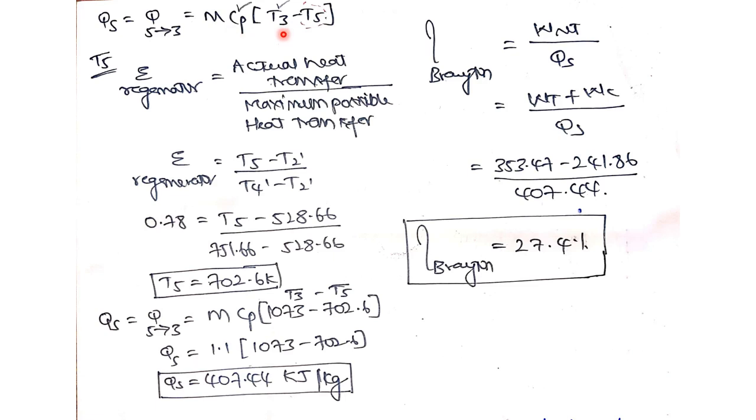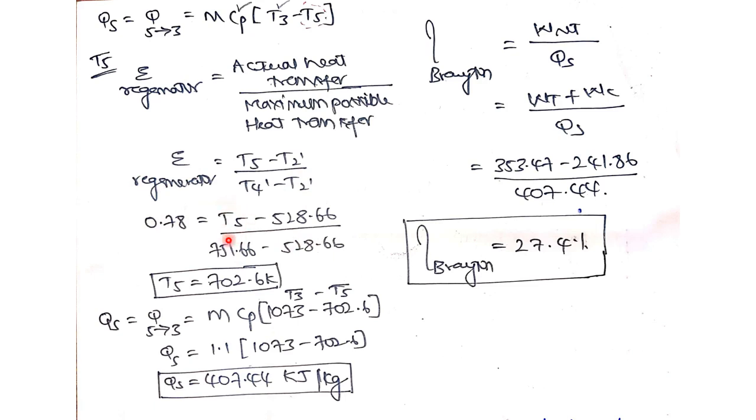If you refer to my previous notes, you'll get this expression for the effectiveness of a regenerator. Effectiveness of a regenerator is given by actual heat transfer divided by maximum possible heat transfer. So it is given by this particular expression, T5 minus T2 dash divided by T4 dash minus T2 dash. If you refer to the regenerative video, you'll get this once again. If you have any doubt, please refer to that video once again. So the effectiveness of the regenerator is given, T2 dash you know and T4 dash you know. Substitute the things, only T5 is unknown in this expression. So T5 is calculated as 702.6 Kelvin.